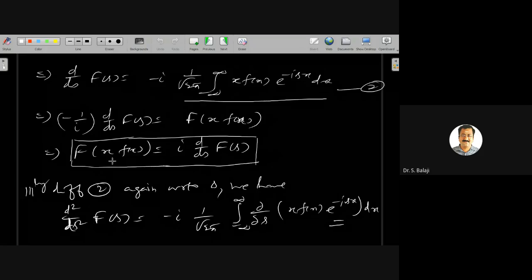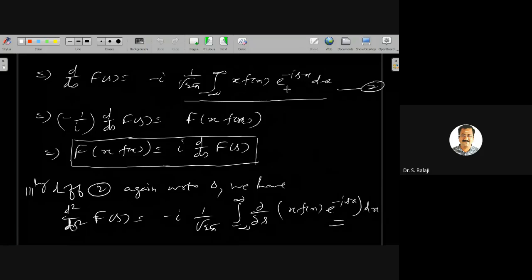Therefore, in order to get x square f of x, again differentiate this relation, equation number 2, with respect to s. We have d square by ds square of f of s on the left side. On the right side, we have minus i times 1 by root of 2 pi. The derivative with respect to s moves inside the integration as dou by dou s, and we get x f of x times minus i x dx.